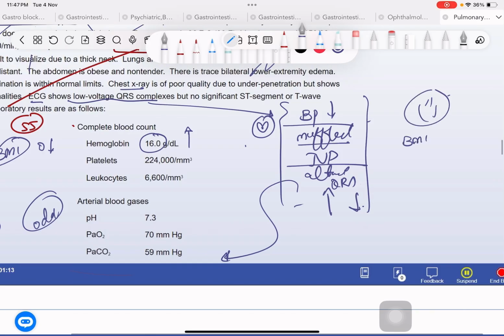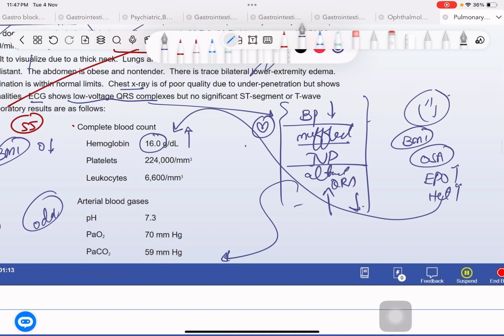You are going to have an increase in EPO. You have the increased hematocrit. That is what is shown all over here. What else do we have? We can have pulmonary hypertension. We can have right-sided cardiac problems like cor pulmonale. And we can have acidosis.